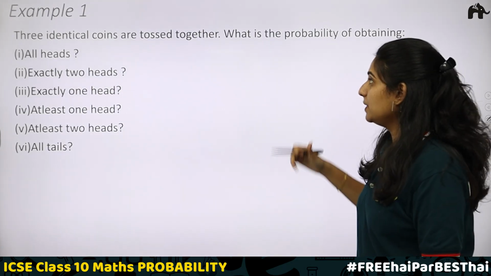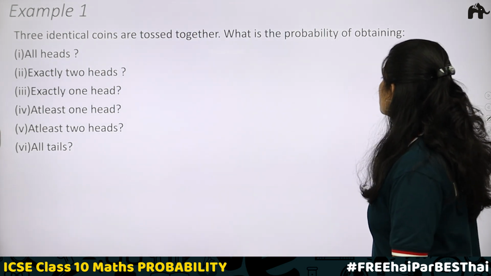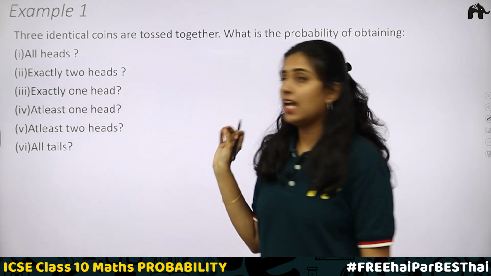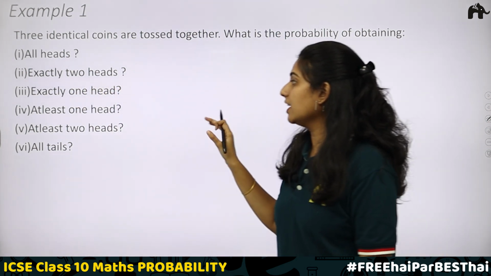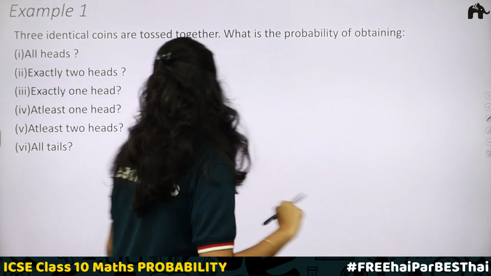Let us take an example. Example 1. 3 identical coins are tossed together. What is the probability of obtaining: first, all heads, then exactly 2 heads, exactly 1 head, at least 1 head, at least 2 heads, all tails, when 3 coins are taken.